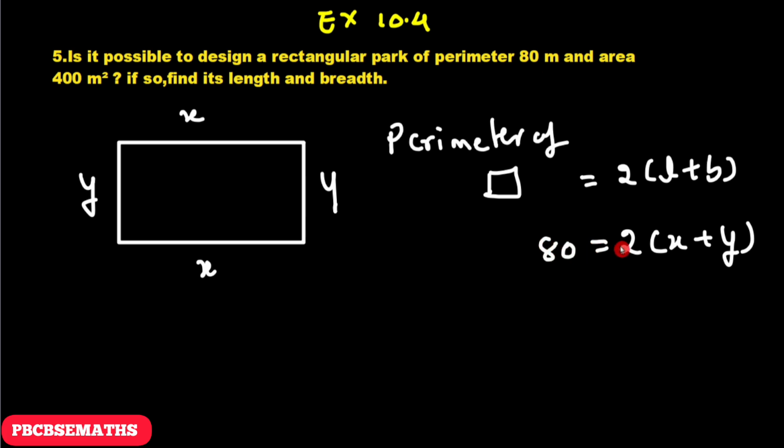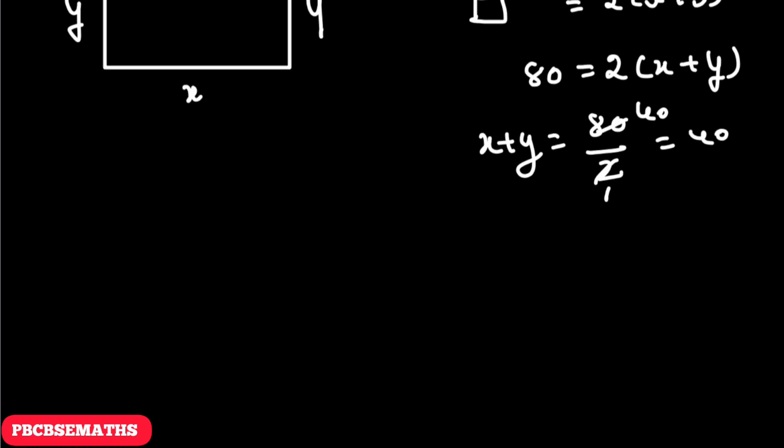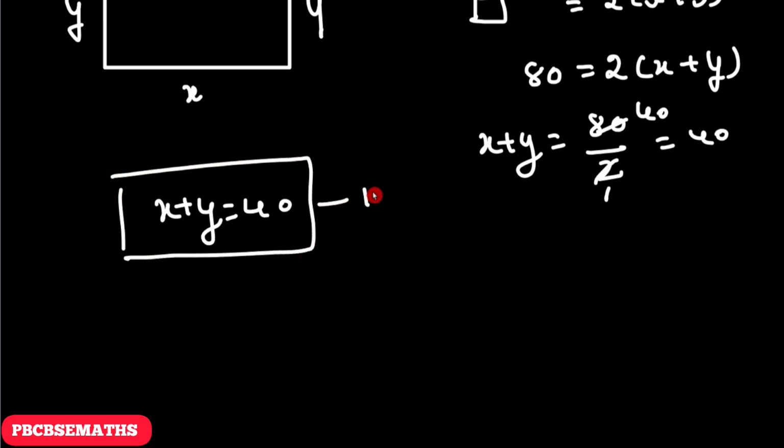So 80 equals twice the sum of x plus y, or we can write x plus y equals 80 by 2. So 2 fours are 8, 2 zeros are 0, so we get 40. So we can write that x plus y equals 40. Let's call it equation 1. That is, the sum of the length and breadth of that rectangular park is 40 meters.